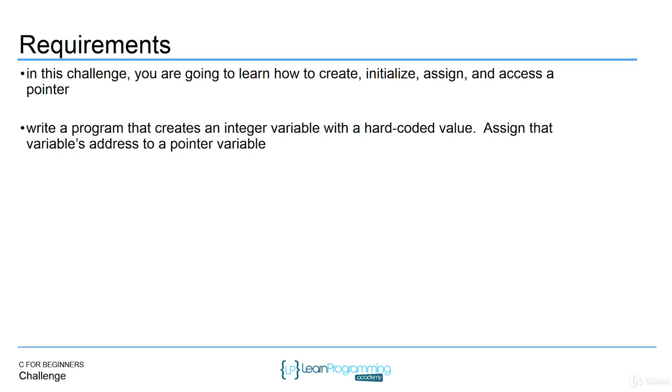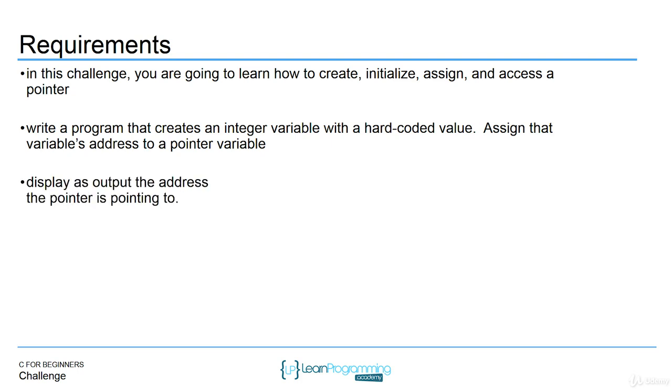That's pretty easy. We know how to do that. And the reason you have to create the integer first is because that's going to have a memory location that you're pointing to. And once you have that integer variable created, you then want to create a pointer, initialize it to null, and then assign the address of the int to the pointer using the address of operator.